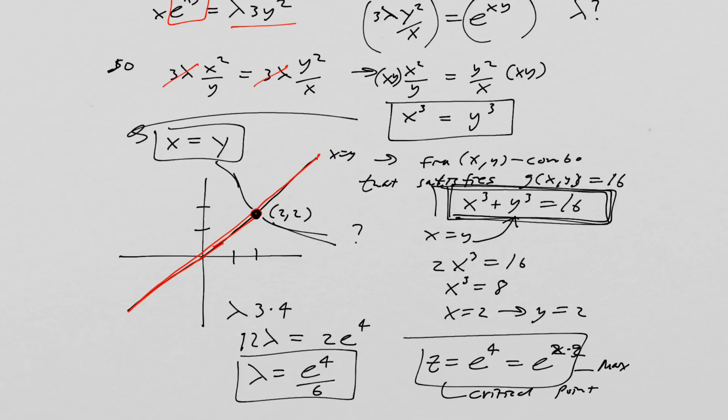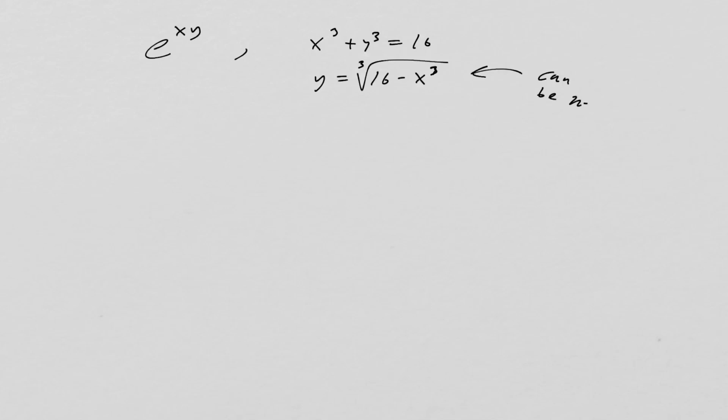I'm sure we could figure that out. Let's see if we can figure that out. So we have e to the x times y, and of course we have x cubed plus y cubed is equal to 16. What I can do is say that y is equal to the cube root of 16 minus x cubed. There is your curve. Remember, this can be negative. Cube roots are defined for negative numbers, so you can plug that in: e to the x times the cube root of 16 minus x cubed. So that's really what this function looks like.